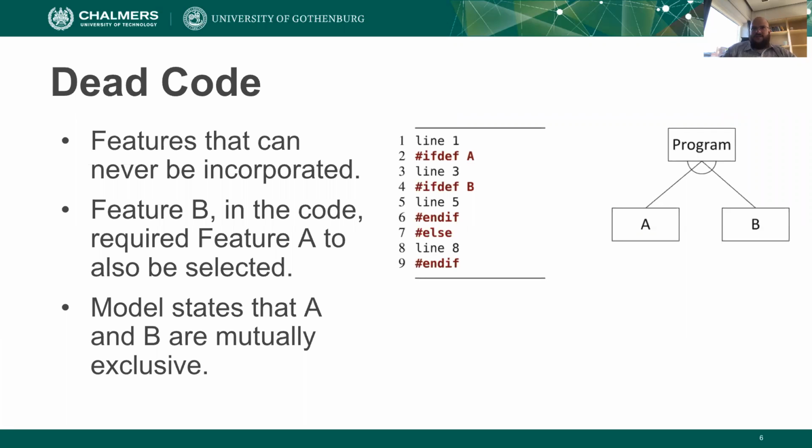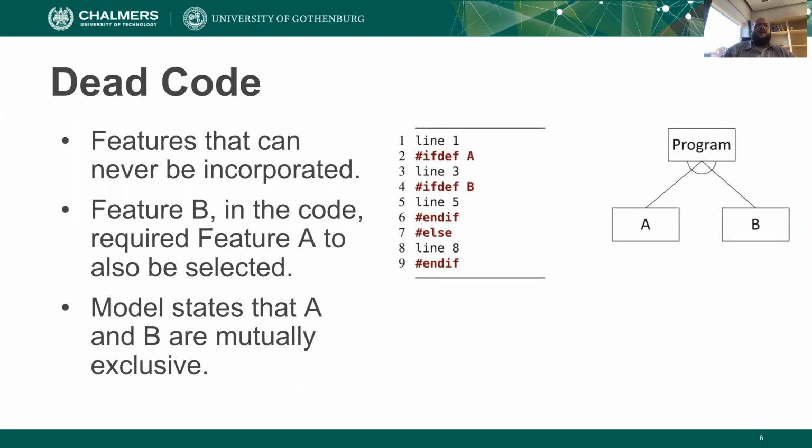Now you can probably already see some problems with this, right? If we look at the model and we look at the corresponding code, line 5 is only included if features A and B are both selected. But our feature model says these are mutually exclusive. It says we can only pick one of these, right? So there's going to be a problem. Our code and our model don't line up with each other in terms of what they say should be happening, right? Line 5 can never be included in any real product in the product line. If you selected both of those in your real system, it would never actually make it in there, right?